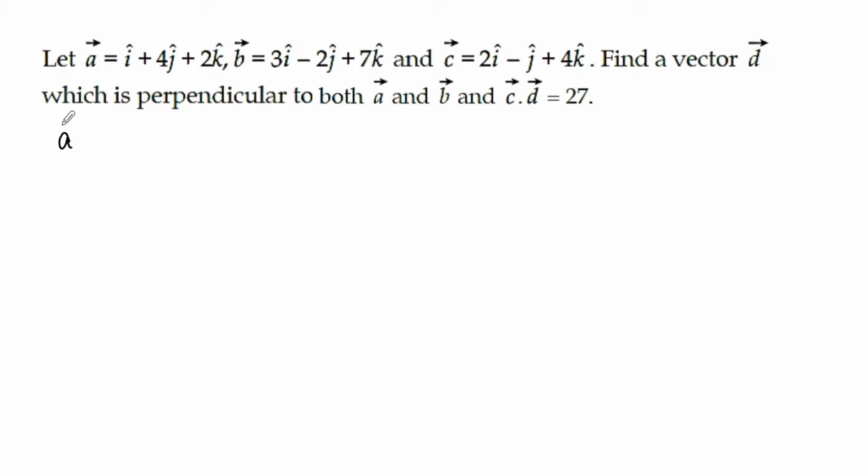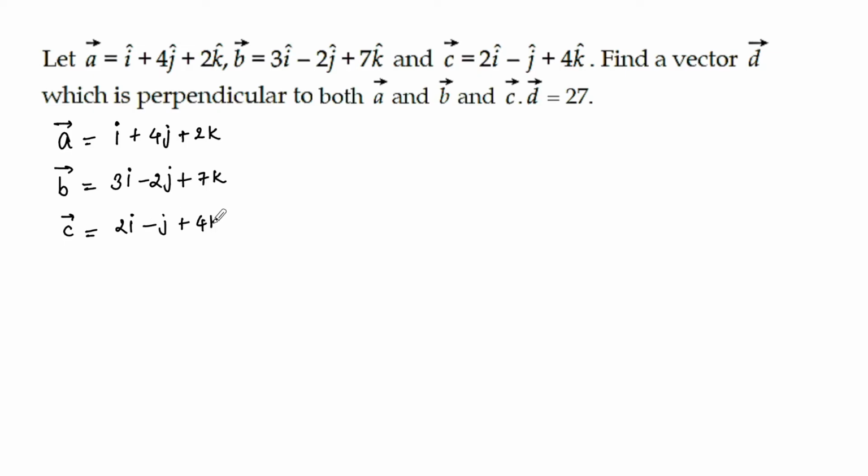So given vectors A is equal to i + 4j + 2k and vector B is equal to 3i minus 2j plus 7k and vector C is equal to 2i minus j plus 4k.